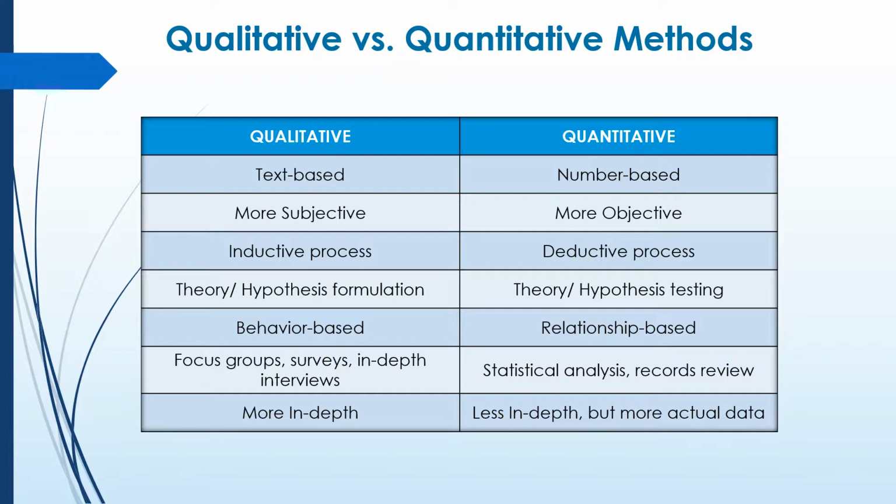It is an inductive process because you're asking questions versus a deductive process where you're analyzing to come to a conclusion. Qualitative methods help form a theory or hypothesis, whereas quantitative methods test a theory or hypothesis. It is behavior-based rather than relationship-based and uses focus groups and surveys versus statistical analysis. Lastly, qualitative data is more in-depth on a limited subject, where quantitative data is less in-depth but casts a much wider net.